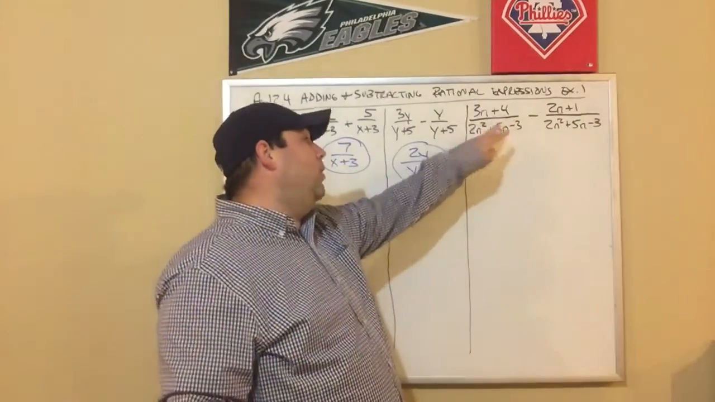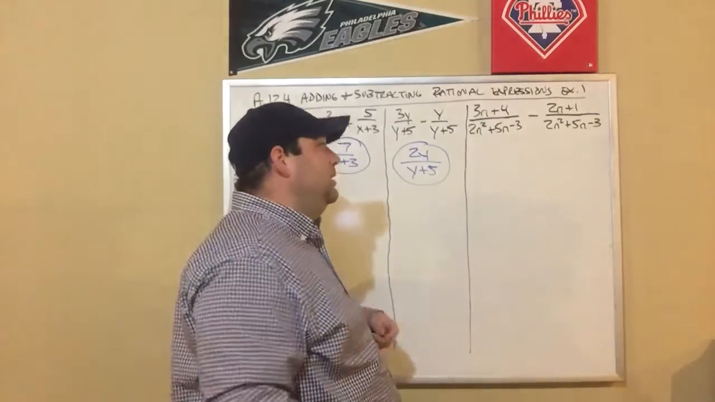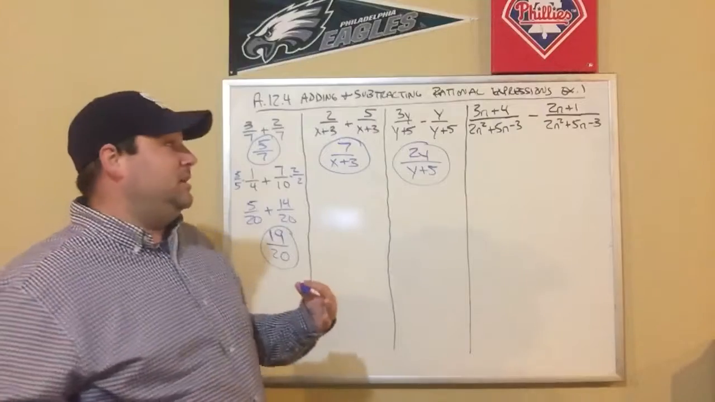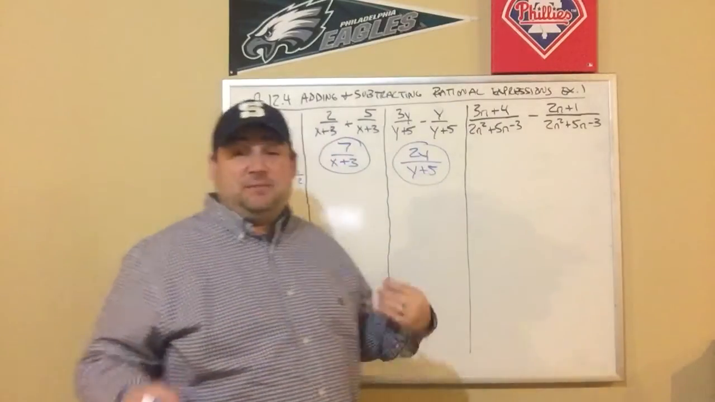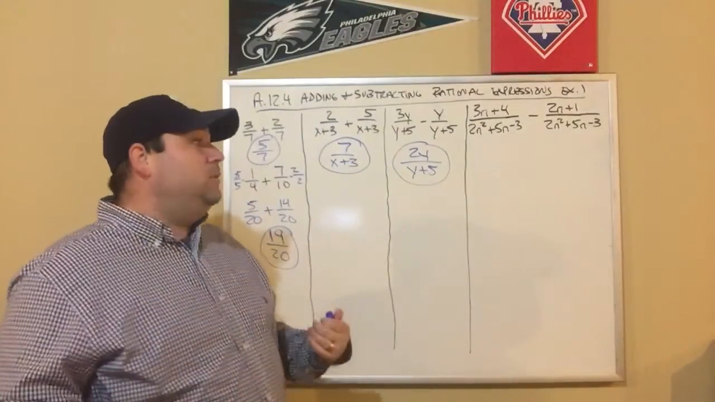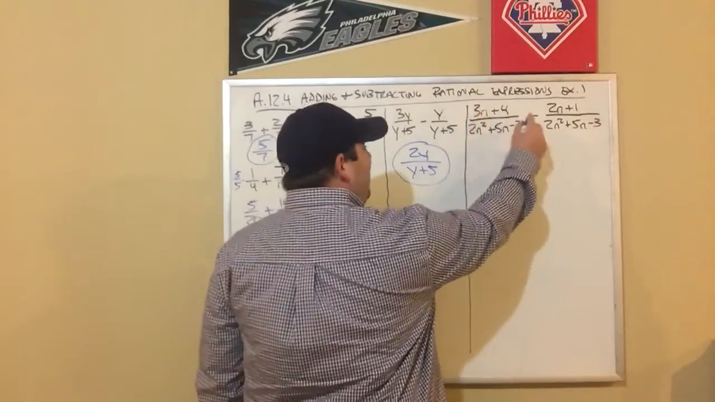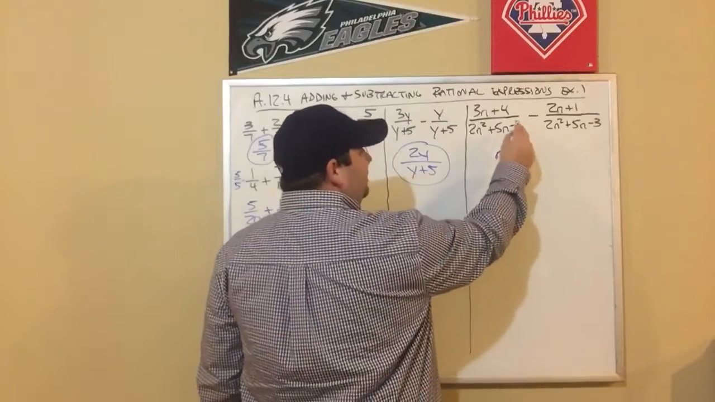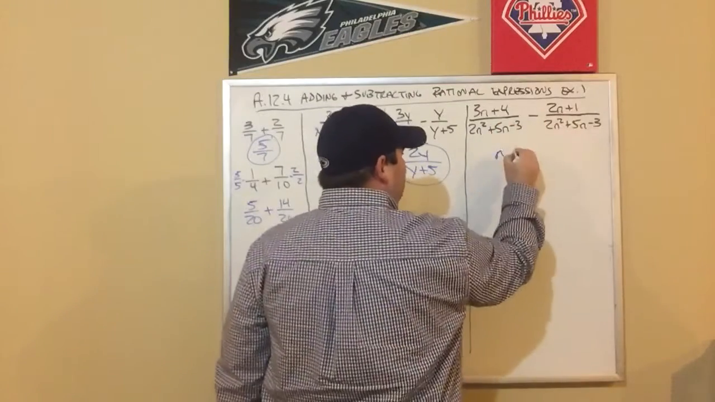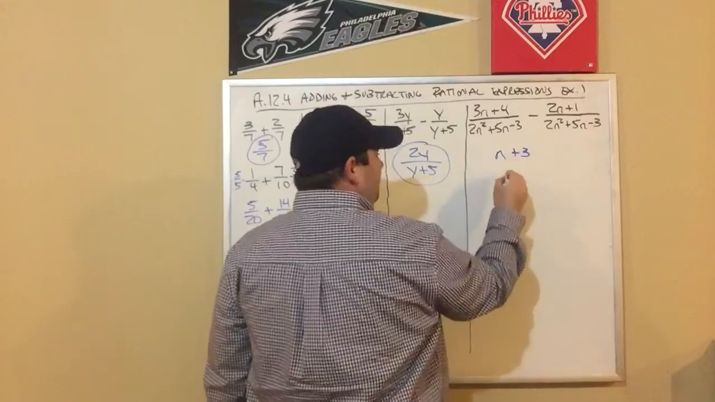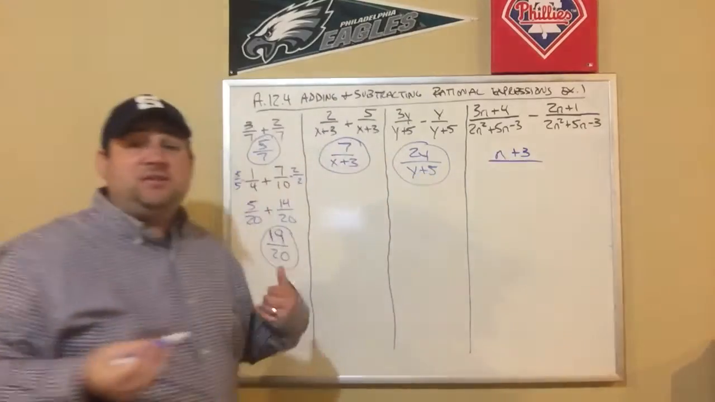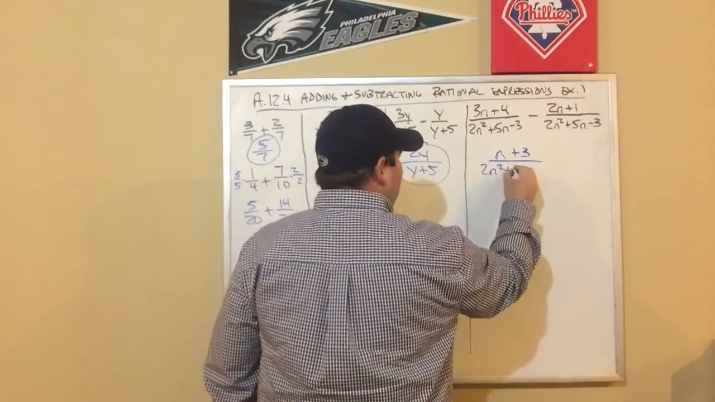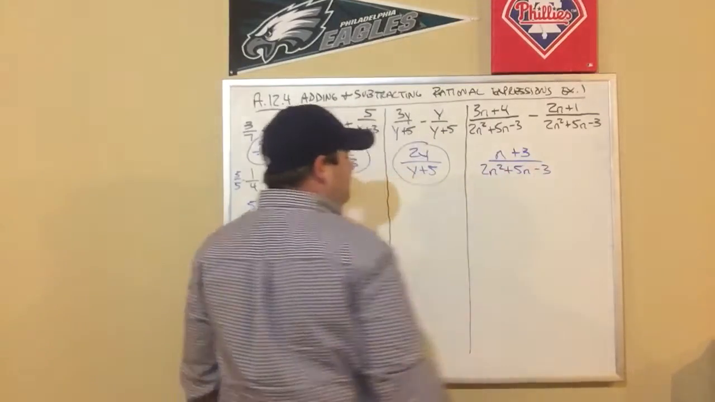3n plus 4 over 2n squared plus 5n minus 3, minus 2n plus 1 over 2n squared plus 5n minus 3. So we can see our denominators are the same, so we can subtract. Now, when we subtract, I'm going to do 3n minus 2n, which is just 1n, or n. And then I'm going to do 4 minus 1, which is positive 3. So I'm going to put plus 3. So that'll be the numerator at the top of the fraction. My denominator is going to stay the same. It's 2n squared plus 5n minus 3.